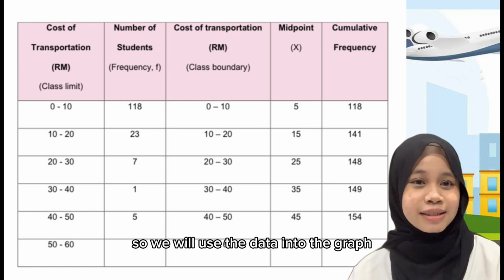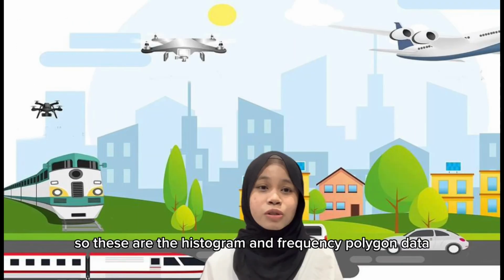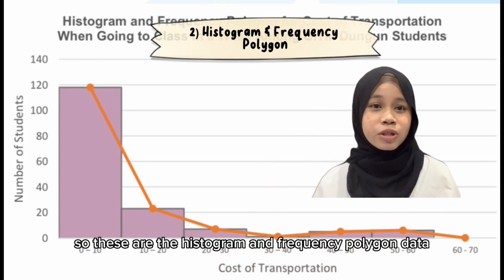We will use the data to transform into graphs, which are the histogram, frequency polygon, and ogive. So these are the histogram and frequency polygon.